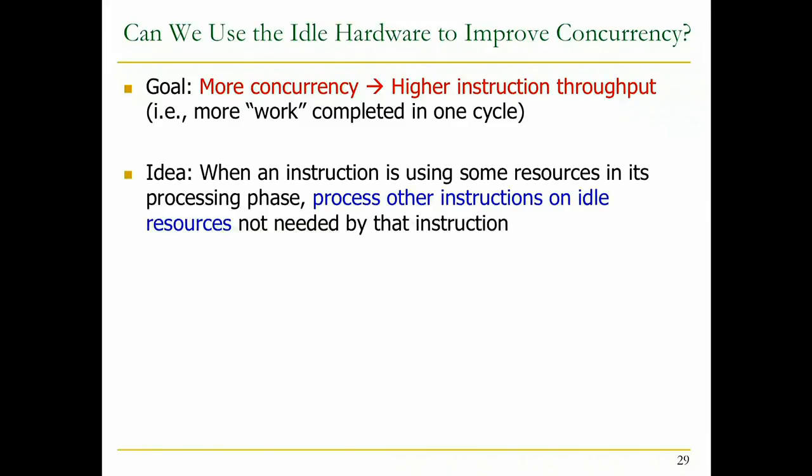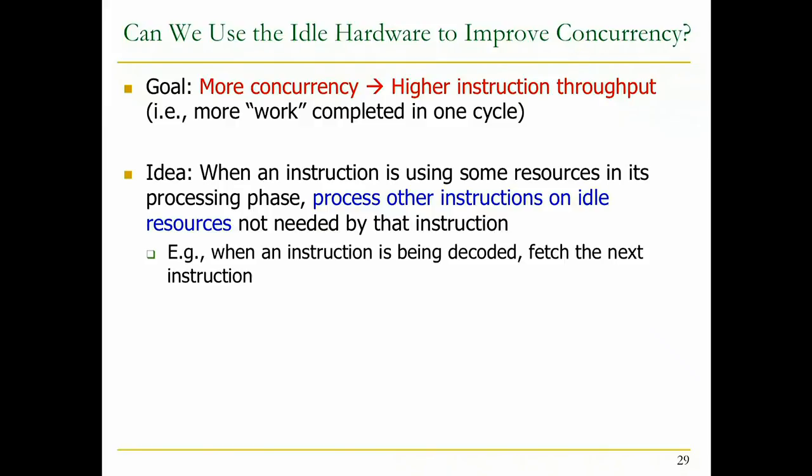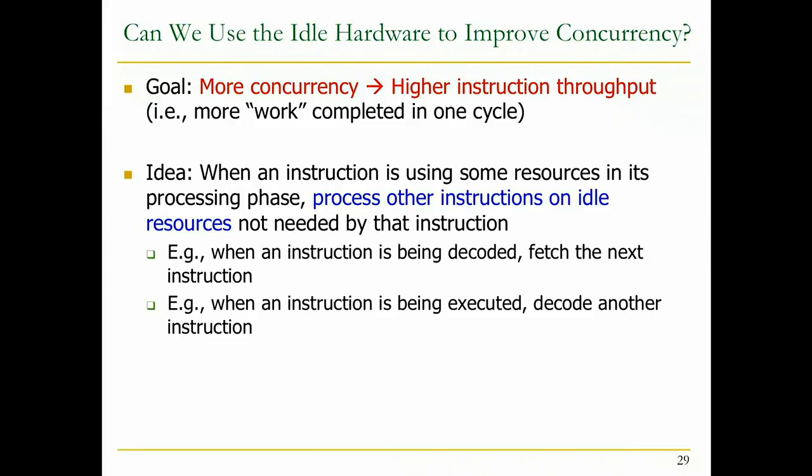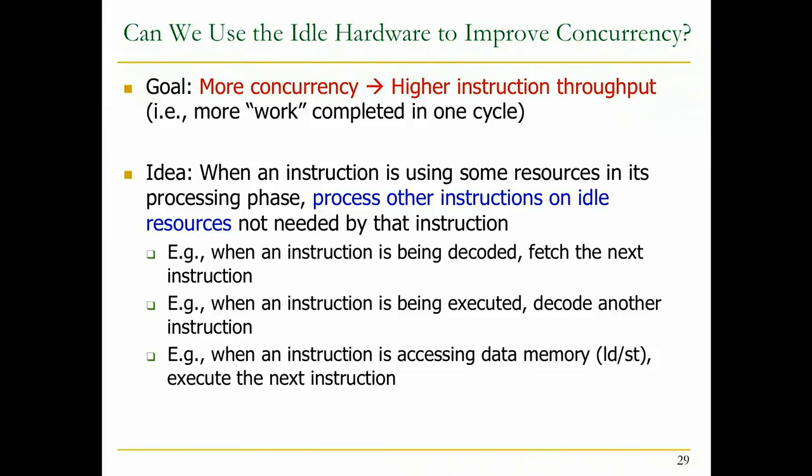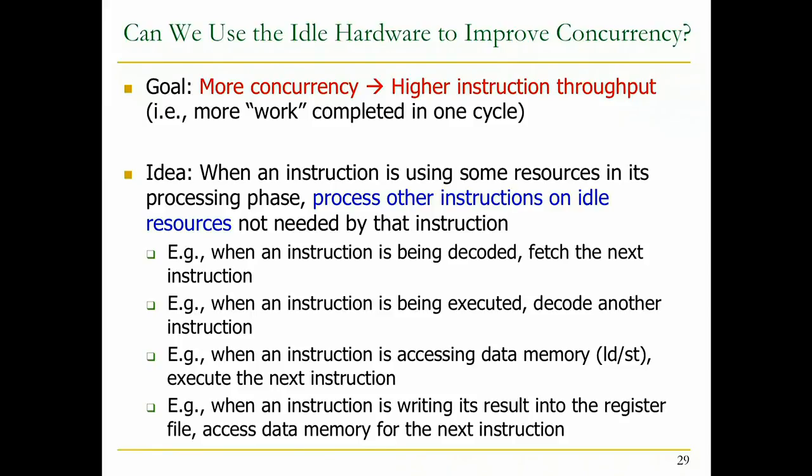That's the idea, basically. When an instruction is using some resources, process other instructions on idle resources that are not needed by that instruction. For example, when an instruction is being decoded, fetch the next instruction. When an instruction is being executed, decode the next instruction. When an instruction is accessing data memory, execute the next instruction. And when an instruction is writing its result into the register file, access data memory for the next instruction. So that's the idea of pipelining, basically.